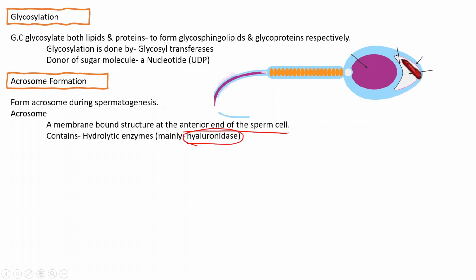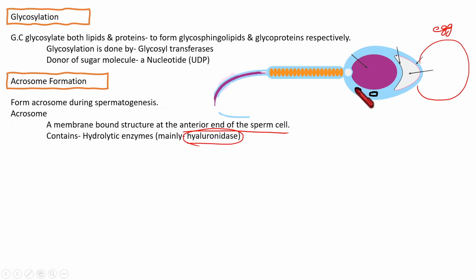It is a single membrane bound structure. It contains an enormous amount of enzymes, and the abundant enzyme is hyaluronidase. It can cleave the membrane of the egg during the time of fertilization. So it's very important.